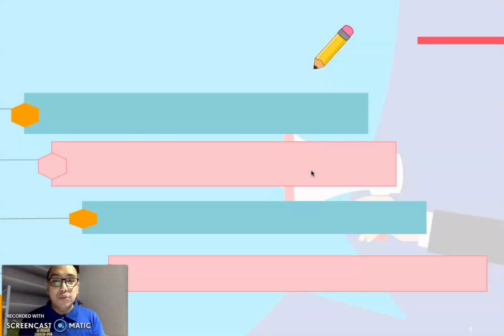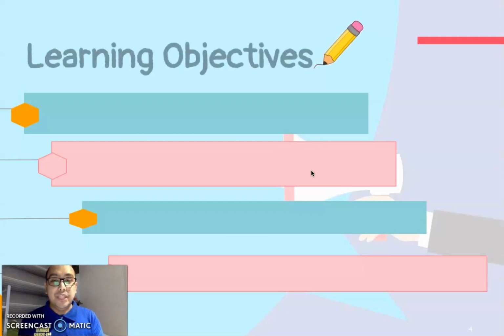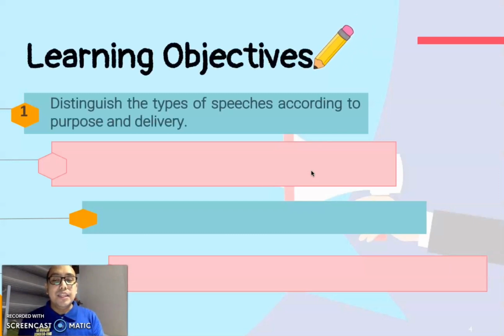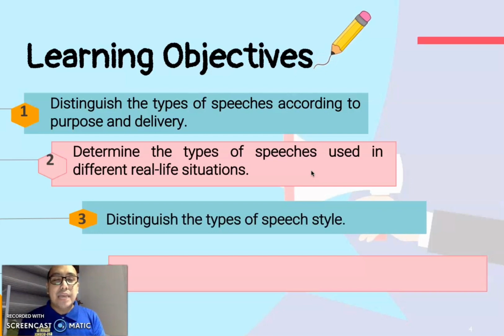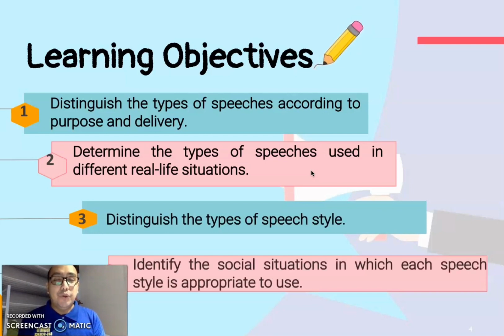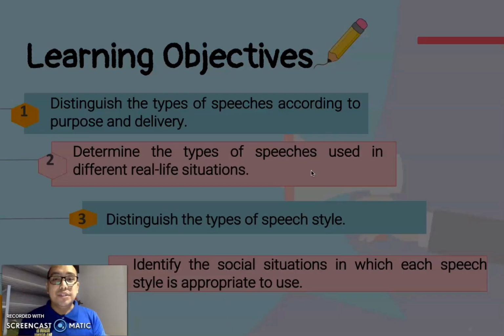Now, let me present to you our learning objectives for today. Number 1, distinguish the types of speeches according to purpose and delivery. Second, determine the types of speeches used in different real-life situations. Third, distinguish the types of speech style. And the fourth one, identify the social situations in which each speech style is appropriate to use.